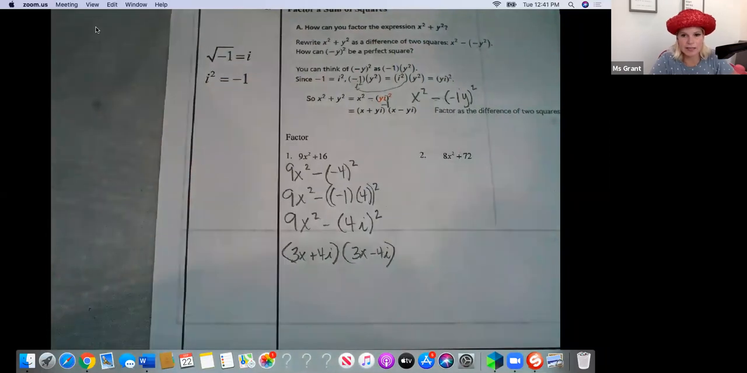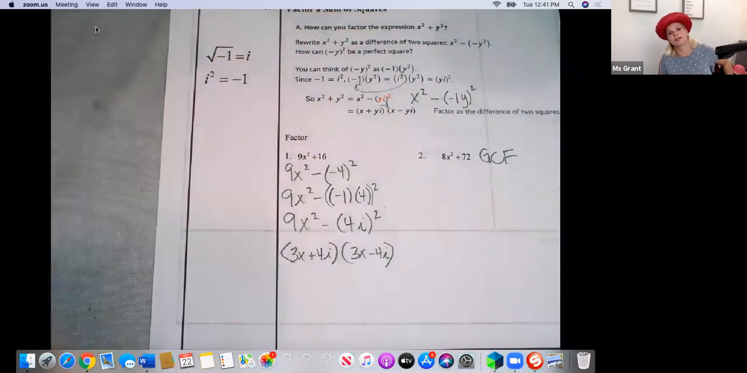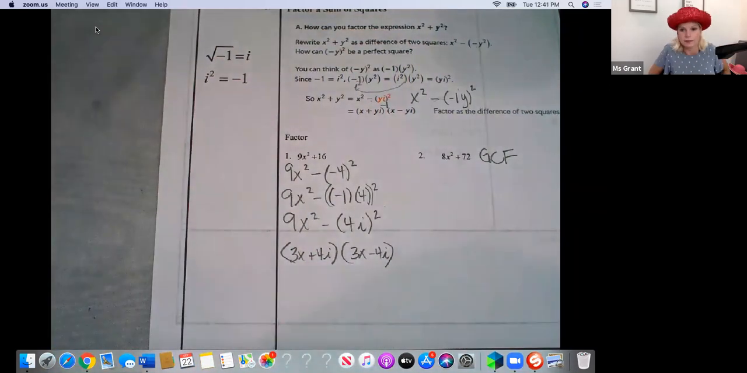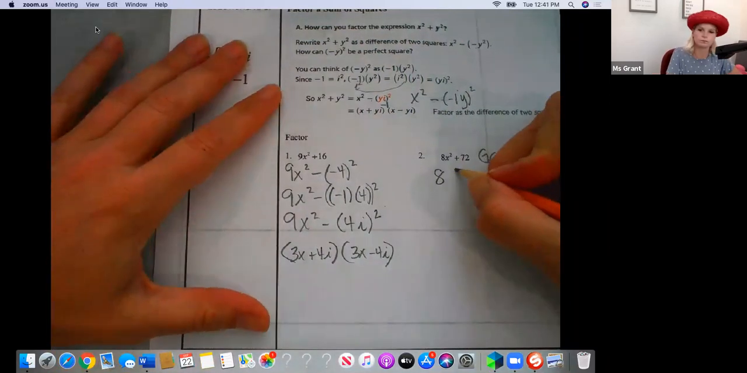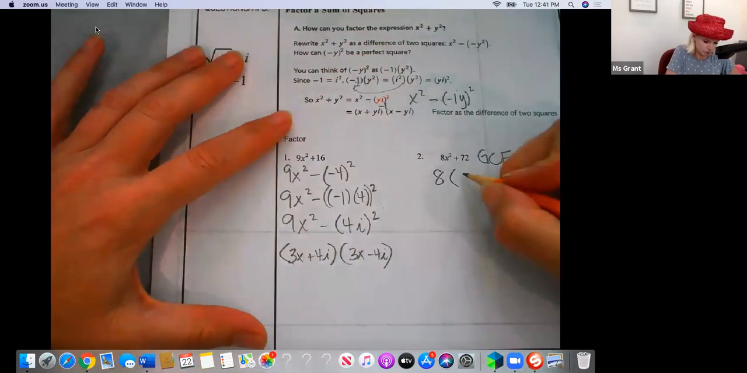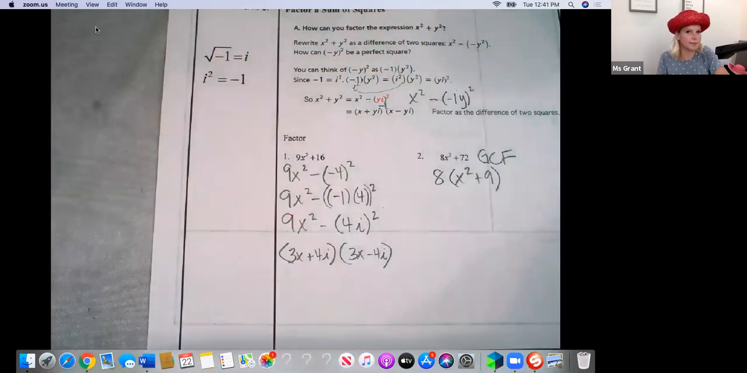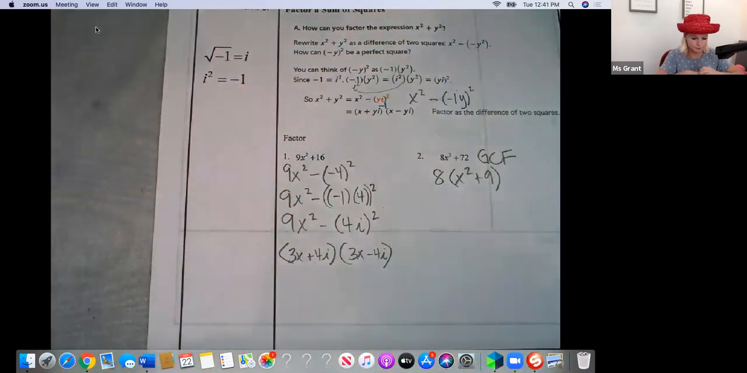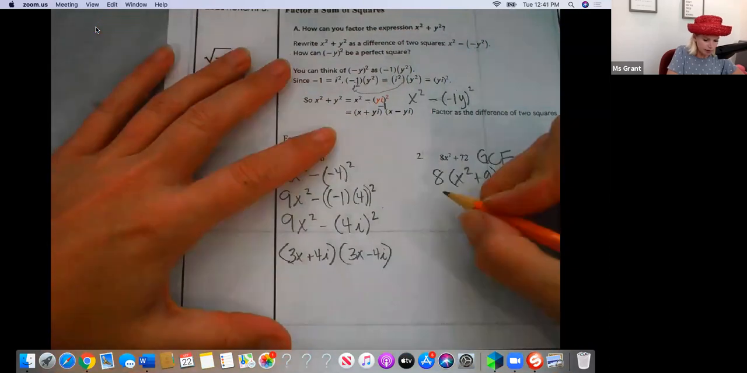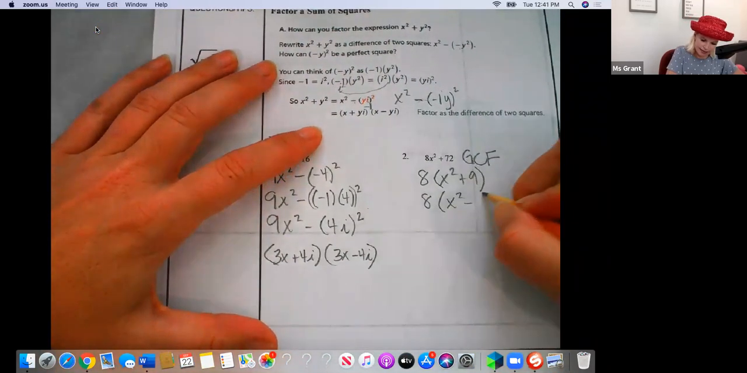8x squared plus 72. Okay. First of all, guys, find a GCF, because 72 is not a perfect square. Factor out an 8. x squared plus 9. Okay, ready? I'll go super slow again, and on the back side, I'm not going to go slow anymore. Ready? 8 times the quantity x squared minus -9.